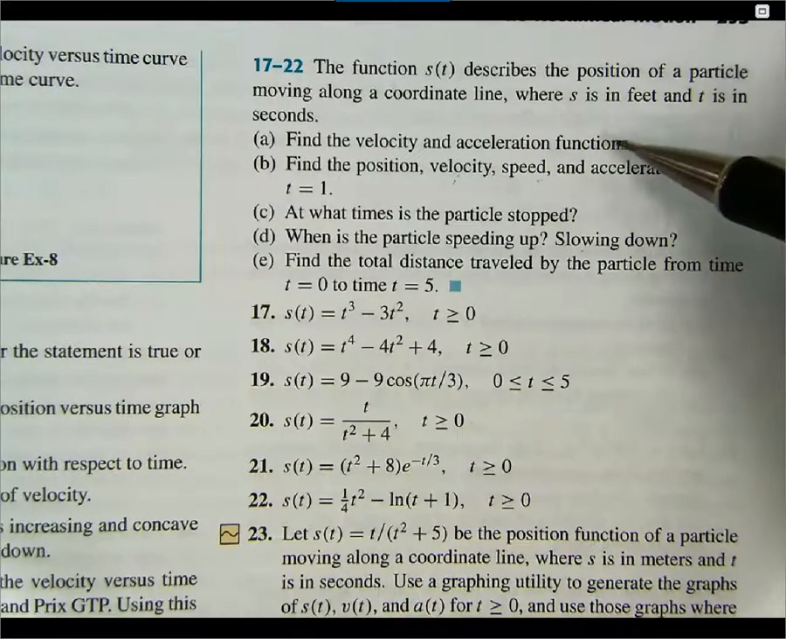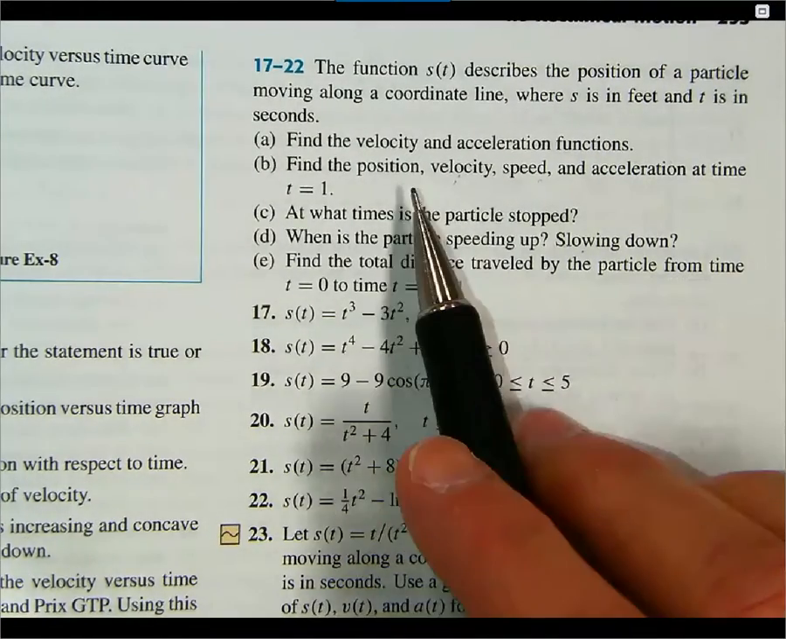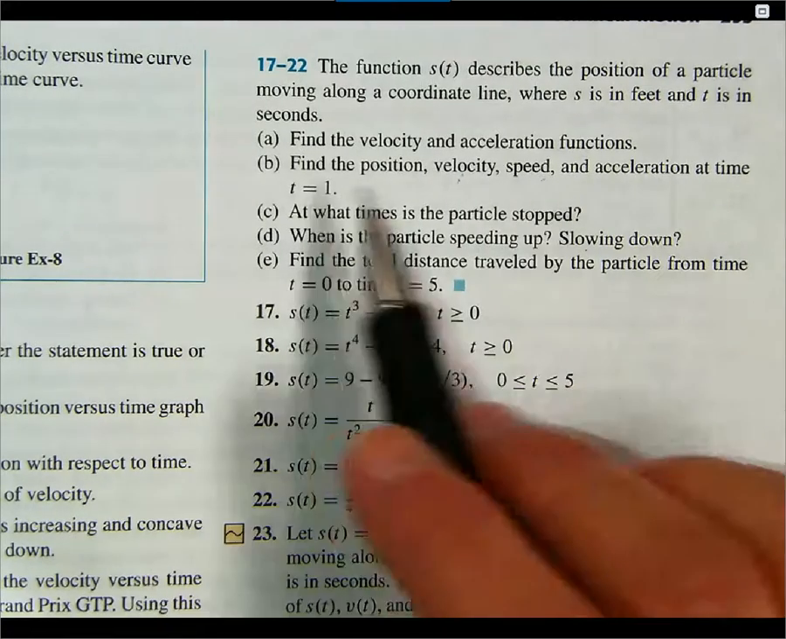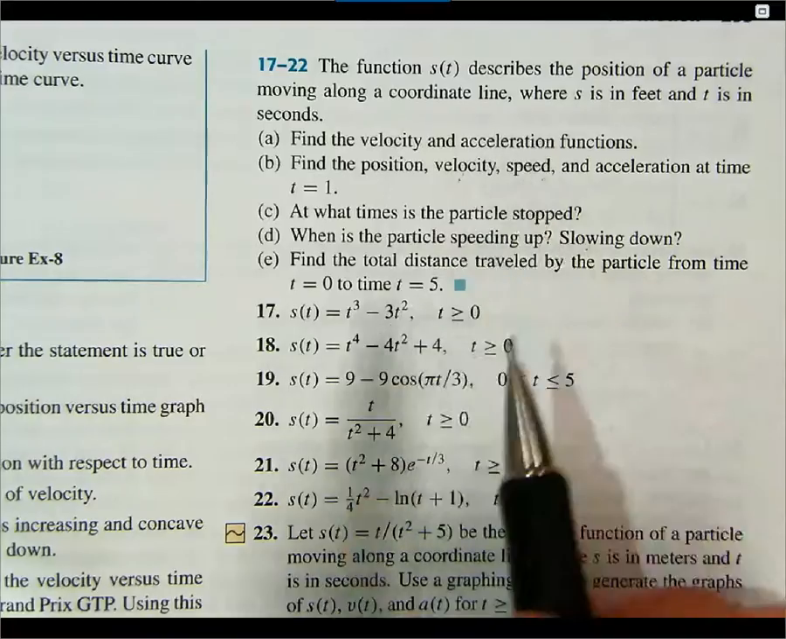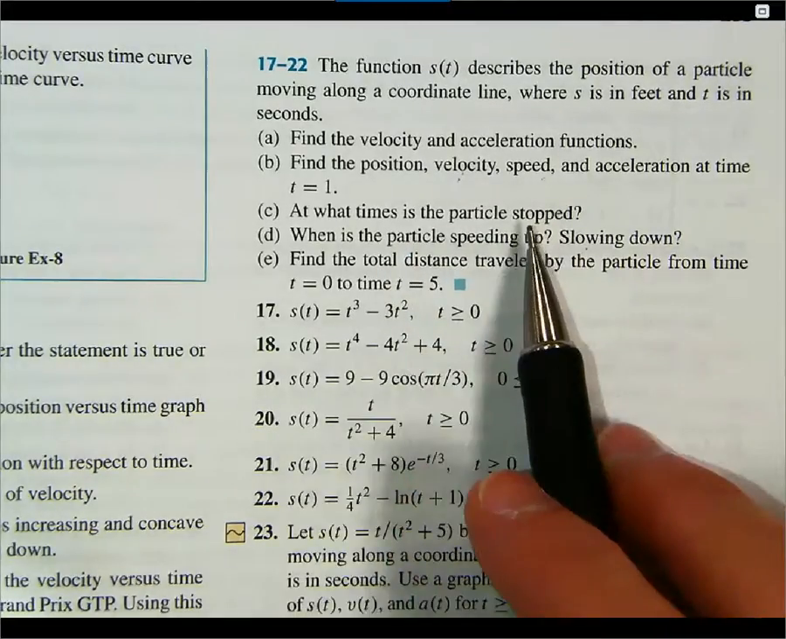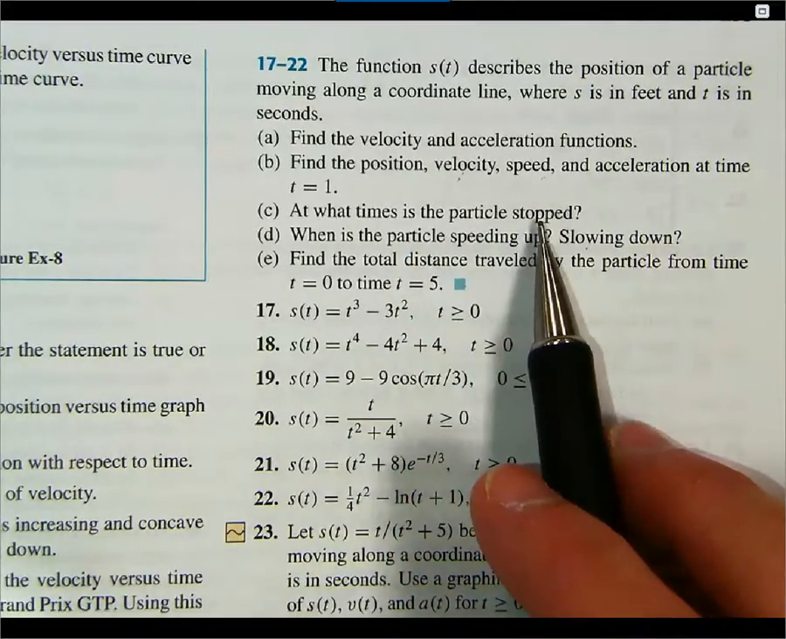Find the velocity and acceleration. Find the position, velocity, speed, acceleration at time t equals 1. That'll be just plugging in. Super easy if you've got the correct functions. And at what times is the particle stopped? That's when the velocity is 0. So we'll find the velocity, set it equal to 0, and find the times that makes that happen.